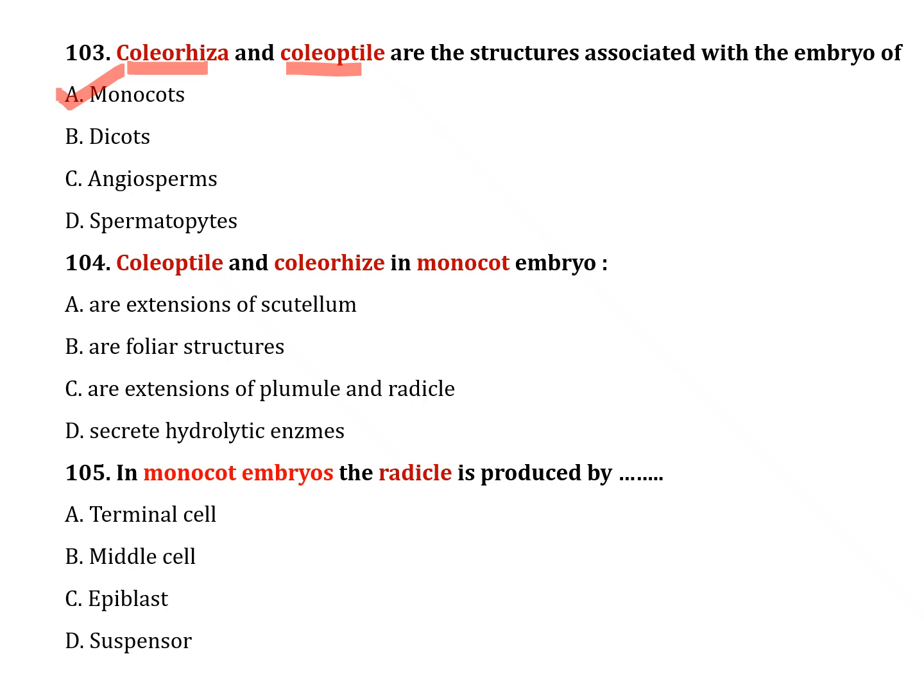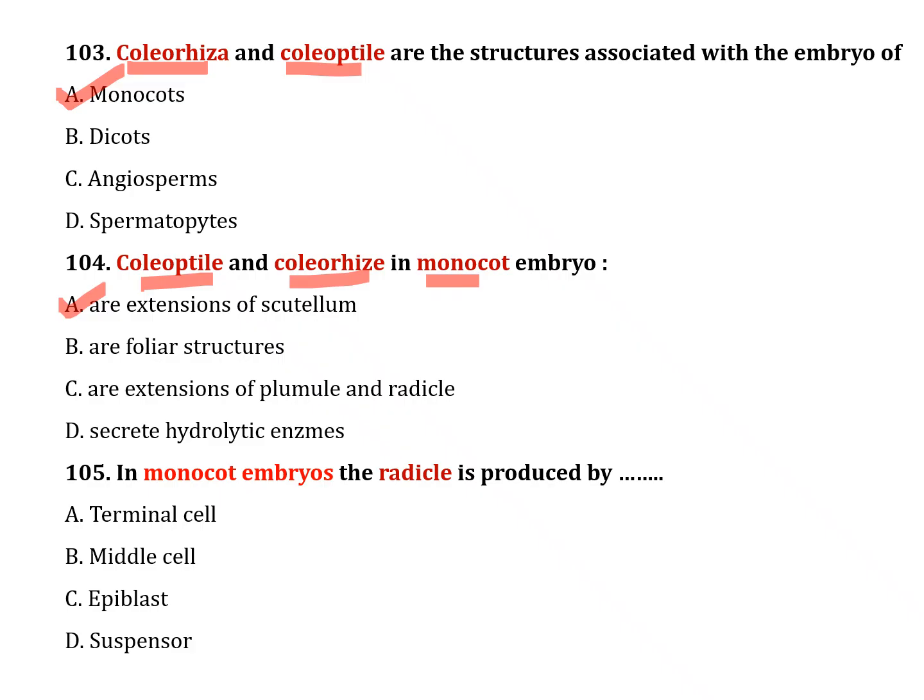The next question number 104. Coleoptile and coleorrhiza in monocot embryo. Option A are extension of scutellum. Option B are foliar structure. Option C are extension of plumule radicle. Option D secrete hydrolytic enzyme. Correct answer is option A are extension of scutellum.